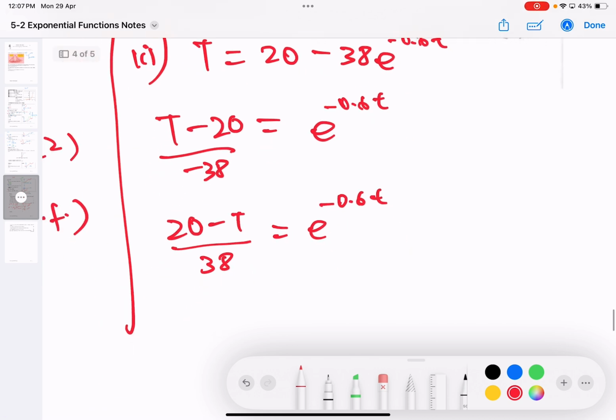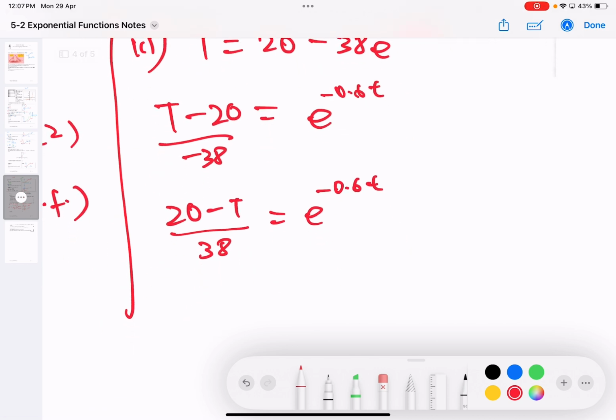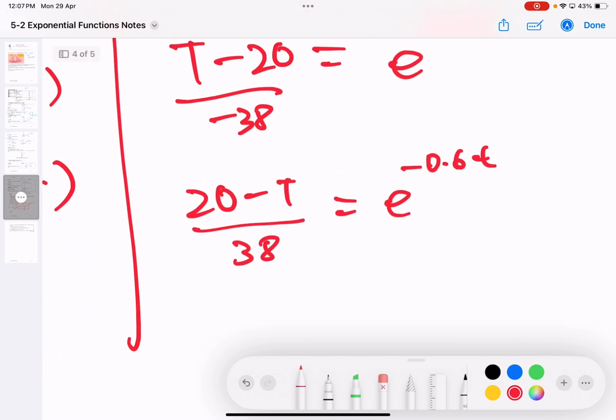And the next step. What do you think I should do next? I give you a clue. We should use our logarithms. We should use our knowledge of logarithms to try to get rid of this e. So what do you think we could do?